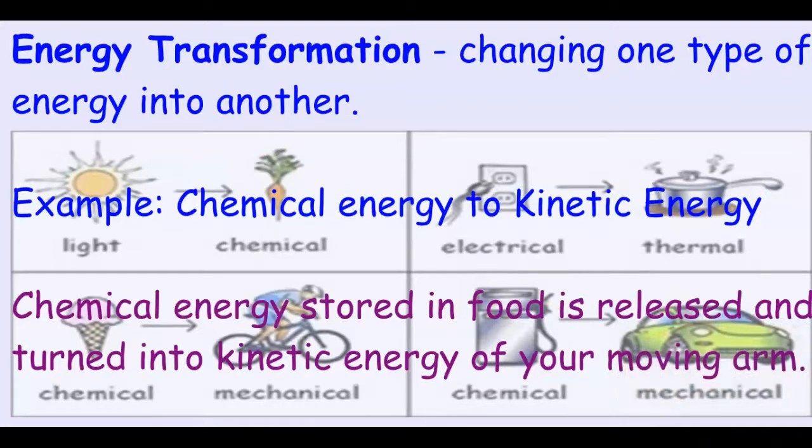Energy can change from one type into another. For example, as we saw in the video, chemical energy can turn into kinetic energy, such as in a bomb or something like that. Or if you burn something, a piece of wood, as it's burning, it can create a lot of thermal energy, which is a form of kinetic energy, the motion of the molecules heating up. Chemical energy can be stored in food, released, and turned into kinetic energy for your moving arm as you take your notes right now. Pause if you need to.